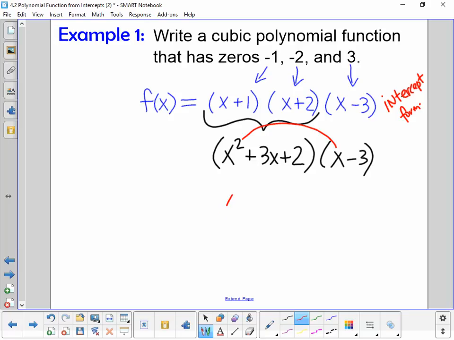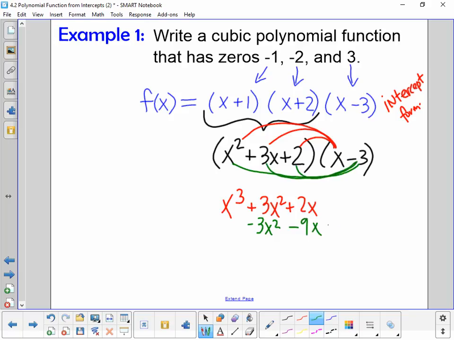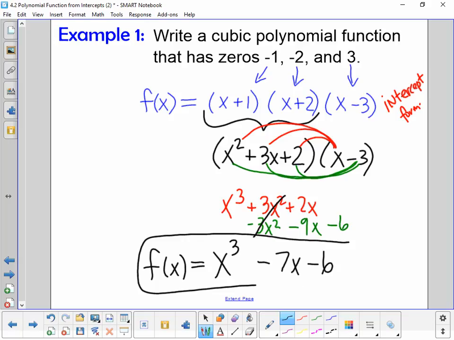If I distribute the x, I get x to the third plus 3x squared plus 2x. And if I distribute the -3, I get -3x squared. I like to stack it with its like term, minus 9x minus 6. So if we combine our like terms, we have an x to the third. Those two terms reduce to 0, minus 7x minus 6. So here is our function in standard form.